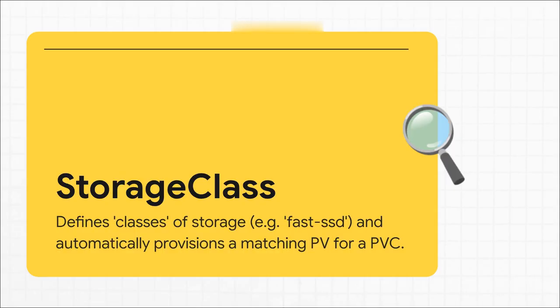So who or what fulfills that claim ticket? Well, that's the job of the storage class. The storage class is the engine that makes this all happen automatically. It defines different types or classes of storage you might have available, like fast SSD, or maybe cheap archive. When a PVC comes in asking for a certain type, the storage class goes and automatically creates a matching persistent volume for it. It's like a helpful concierge for your storage needs.